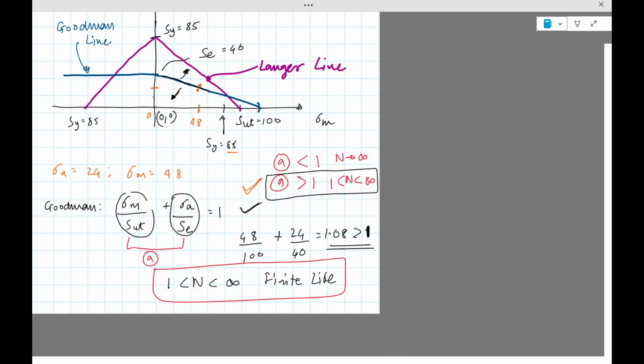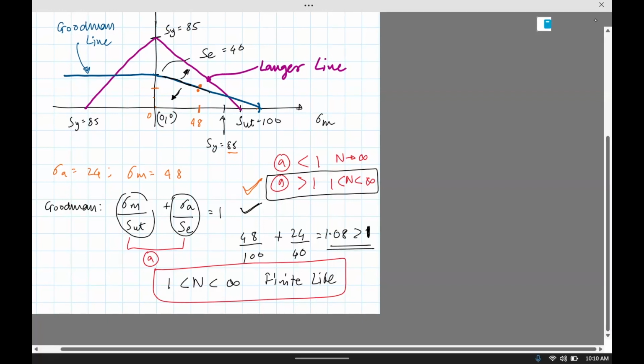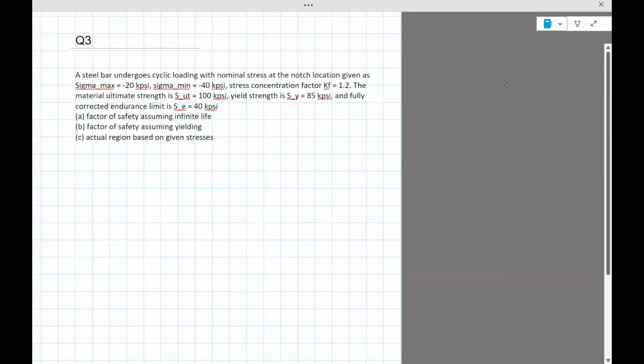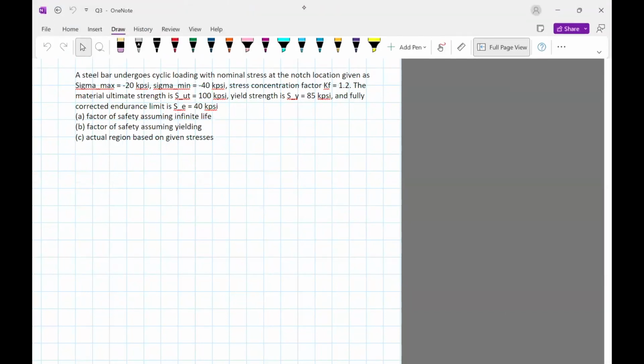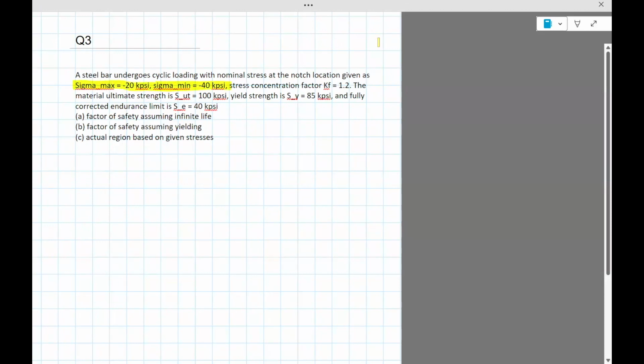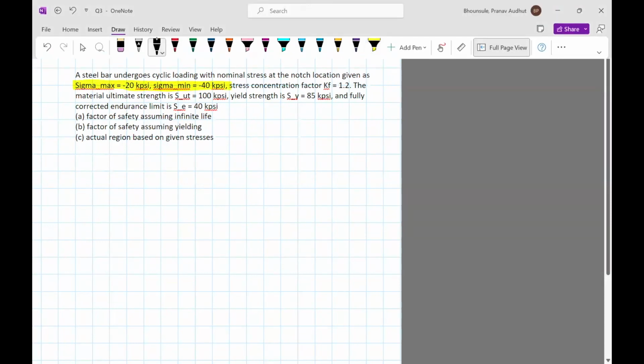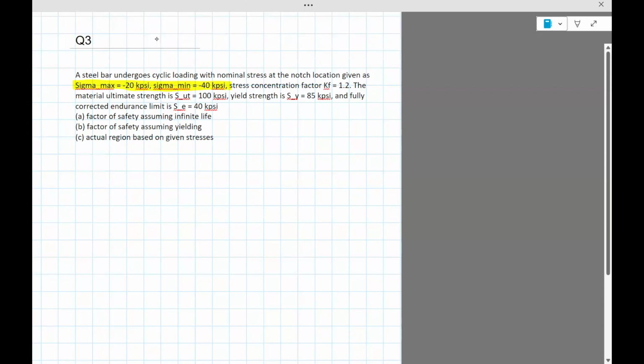Okay, then there's a third question, which is basically taking the same ingredients, same SUT, but I've changed these stresses. So this one, I would like you to try yourself, and I'll give you the answer. So try this yourself at home.